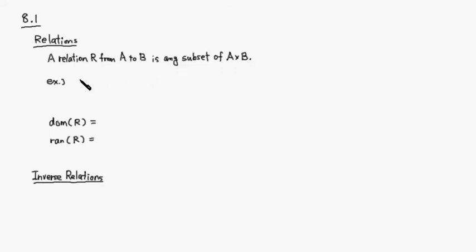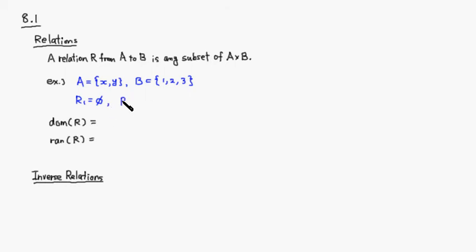Alright, so for example, if you have, say, A is a set with X and Y, and set B could be a set with, say, 1, 2, and 3, right? So any subset of the Cartesian product A cross B. So for example, say R1 could be the empty set, right? That's a perfectly good example of a relation from A to B.